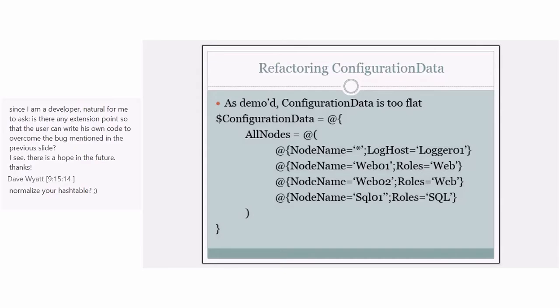Dave comments, let's normalize your hash table. It's kind of like that. I call it refactoring, but yeah, it's basically pulling out duplication. And if you're familiar with normalization in database land, it's a similar process.